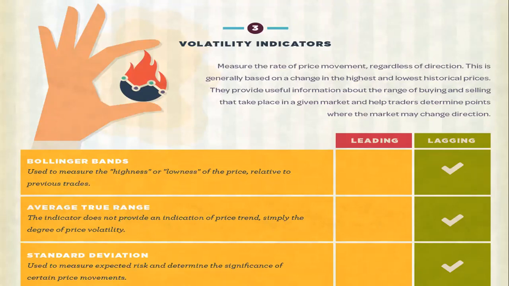Third on the table, we have standard deviation. Standard deviation is used to measure expected risk and determine the significance of a certain price movement. And standard deviation is a lagging indicator.